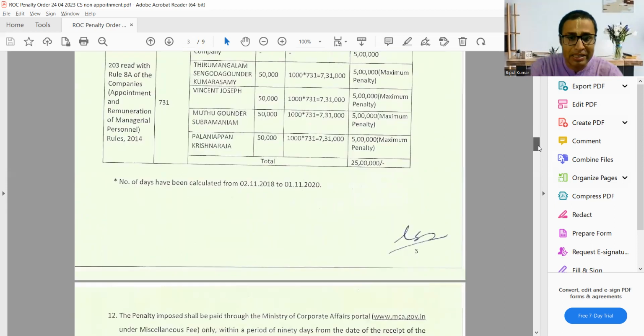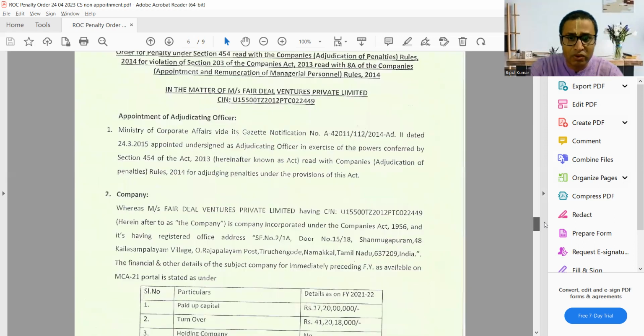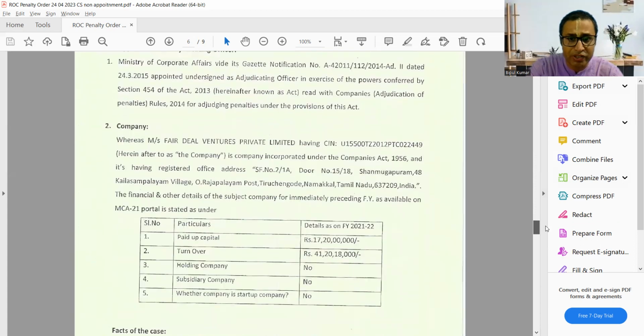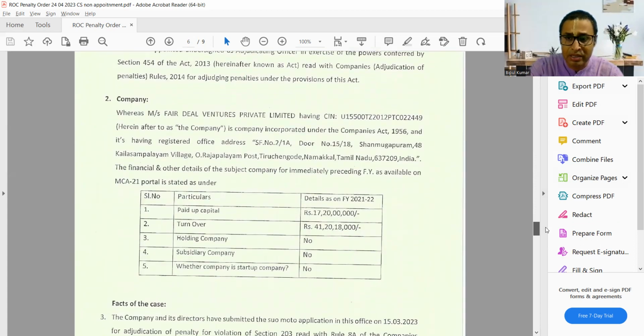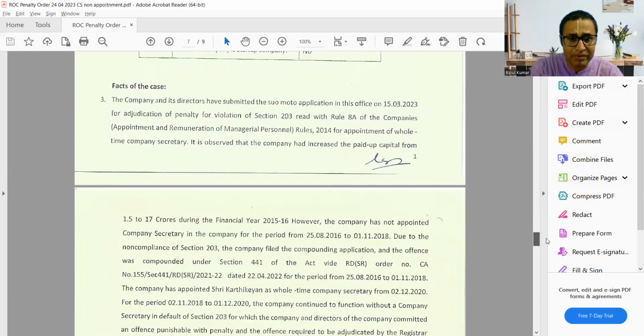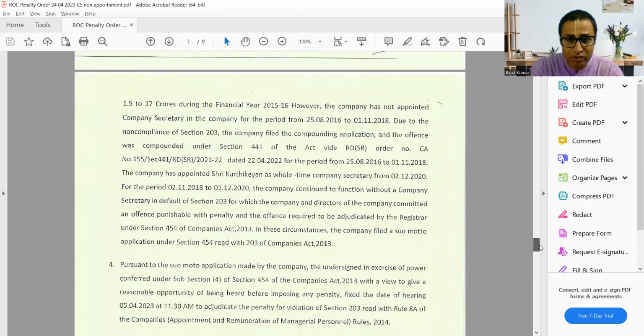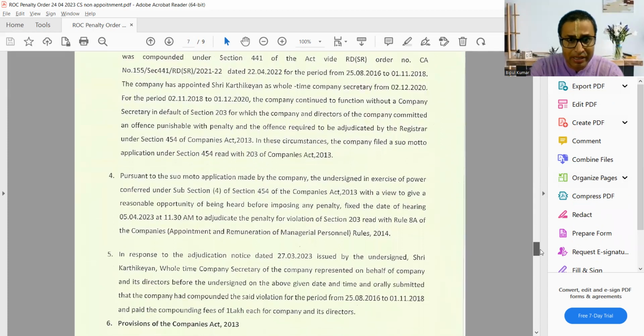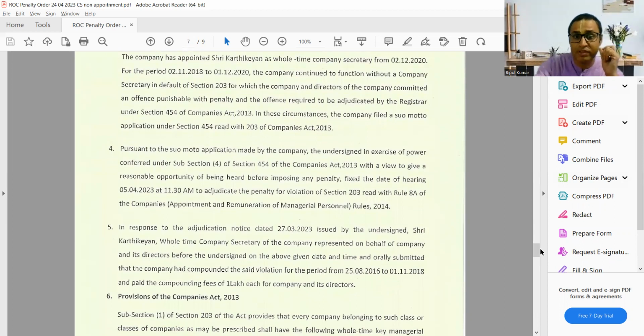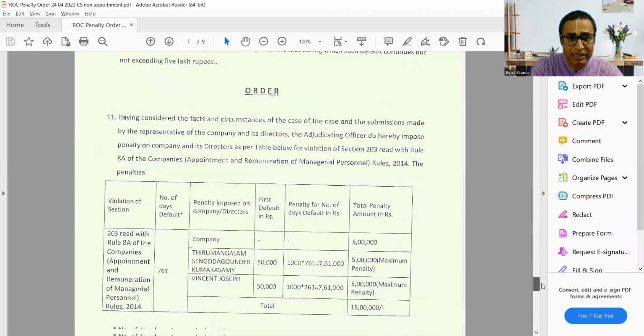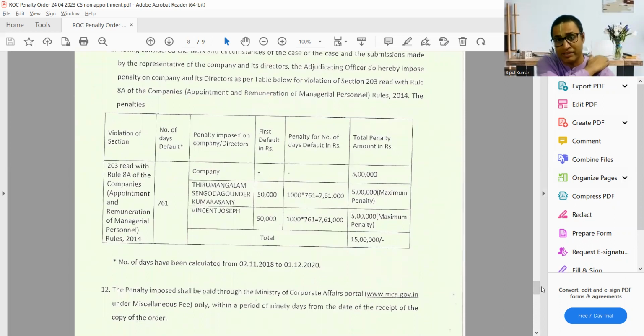In the second case, the Tamil Nadu ROC also issued an adjudication order as per the record filed with the ROC. The company is not a small company, and having considered the facts, the company here also filed for compounding and took a compounding order before filing the suo motu application under this section. For compounding, 1 lakh was paid by the company and its directors, and here there is also a default of 761 days. The maximum penalty imposed on the company is 5 lakh, and on the 2 directors 5 lakh each.